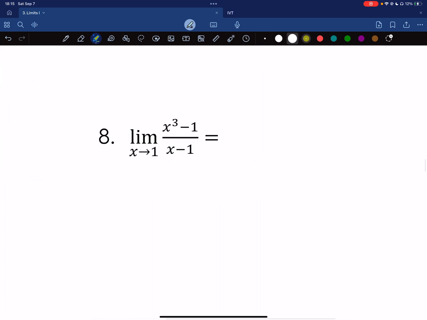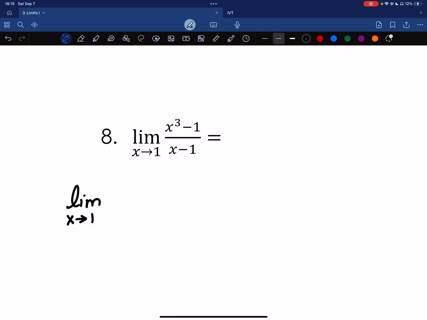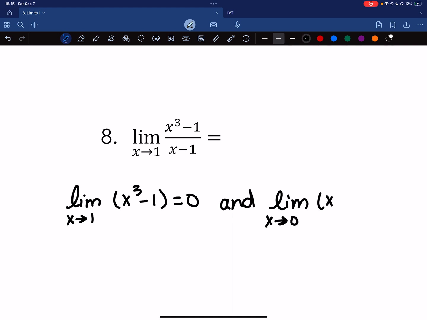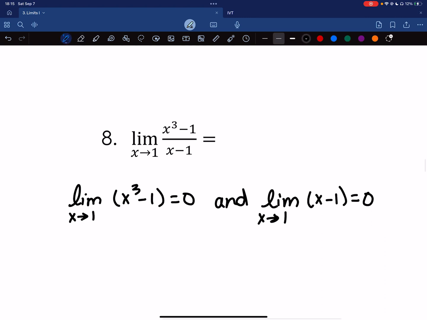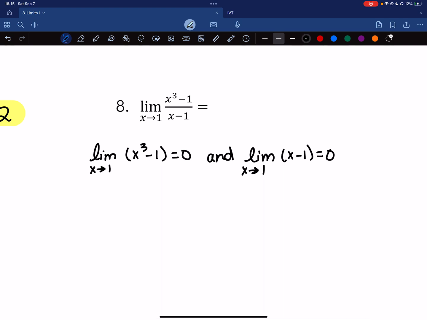Next one, if we do direct substitution, we get 1 minus 1, which is 0, and 1 minus 1, which is 0 on bottom. So again, the limit as x approaches 1 of the top equals 0, and the limit as x approaches 1 of the bottom equals 0. Okay, so this does require some factoring.